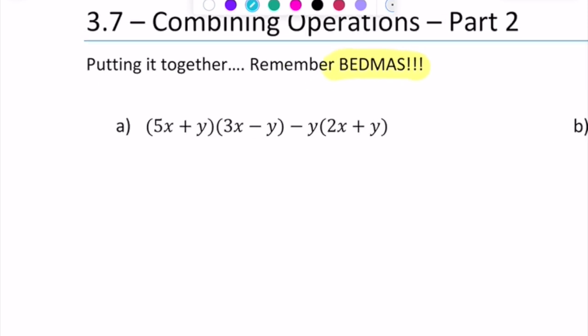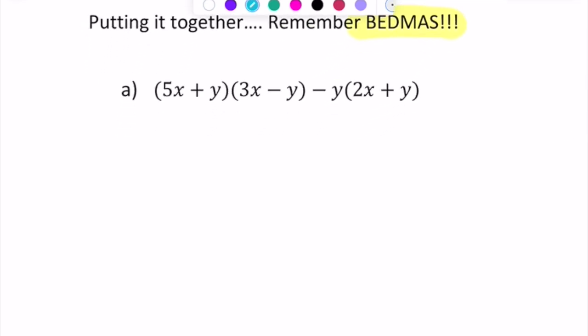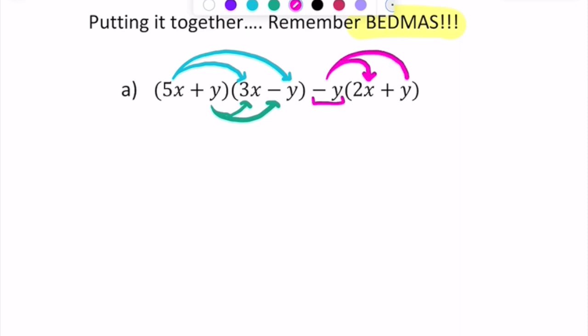So let's get cracking. If you want to give any of these questions a go at any point, please pause the video and try them on your own. But I'm going to take a look and start it off. So with all the distributions that we've got going on, I have this 5x being distributed to everything in the second bracket, and I have this y also being distributed to everything in the second bracket. Now, I also have this -y being distributed to everything in this bracket, and that includes the 2x and the y.